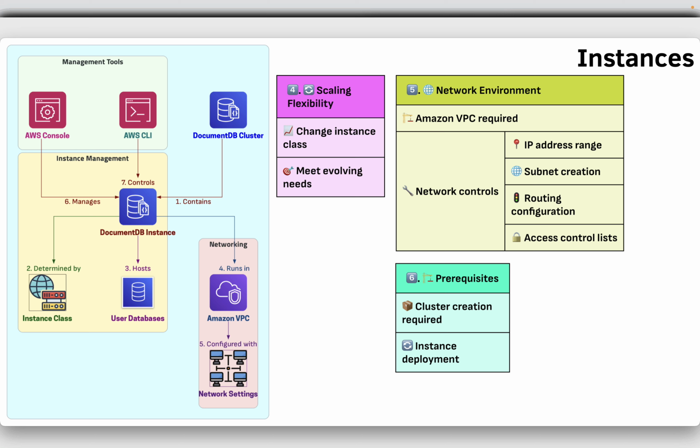Before deploying any Amazon DocumentDB instances, a prerequisite cluster must be created to serve as the container for these instances, ensuring proper organization and management of your database resources.